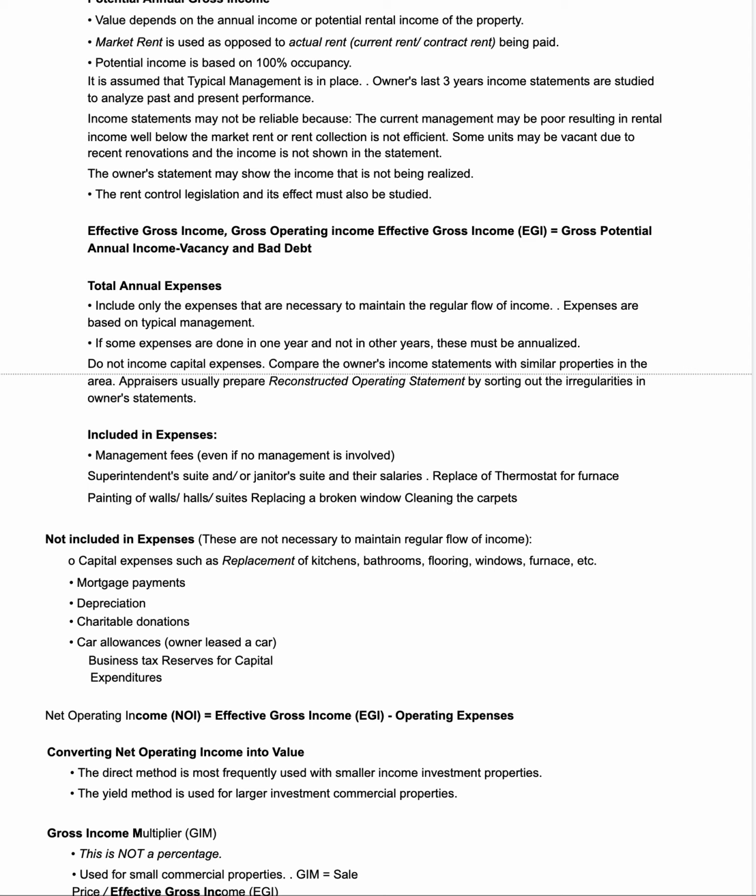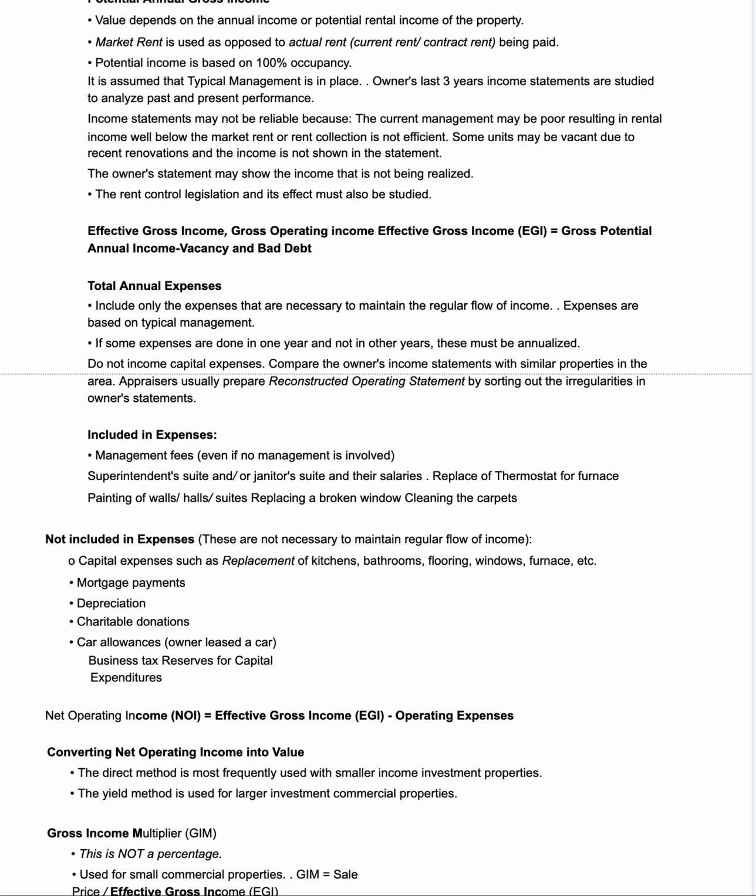The owner's statement may include expenses that are not necessary to maintain the current income flow of the building. Examples of this might be capital expenditure, mortgage payment, depreciation, charitable donation, car allowances, business taxes, reserves for capital expenditure. None of these expenses are necessary to keep the cash flow of income going. A tenant will pay the same rent whether there is a mortgage on the property or whether the owner leases a car.